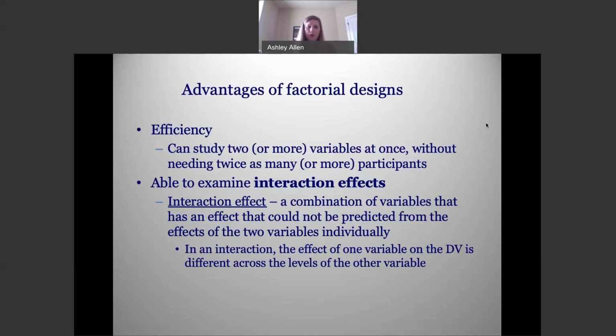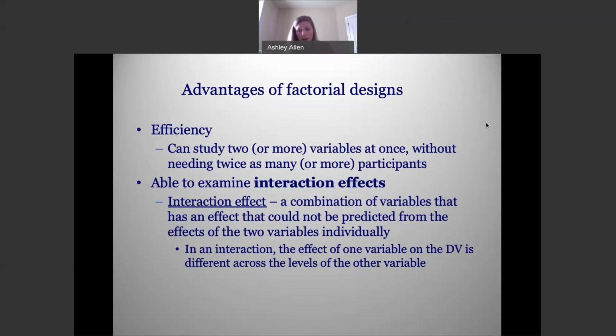a more interesting story. And so the way it's written here is that in an interaction, the effect of one variable on the dependent variable is different across the levels of the other variable. So what that means is, let me just use the same example. We'll say the effect of number of pets on happiness is different across the different levels of types of pet, right? So it's saying that the effect of the number on happiness changes depending on what type of pet I'm talking about, right?